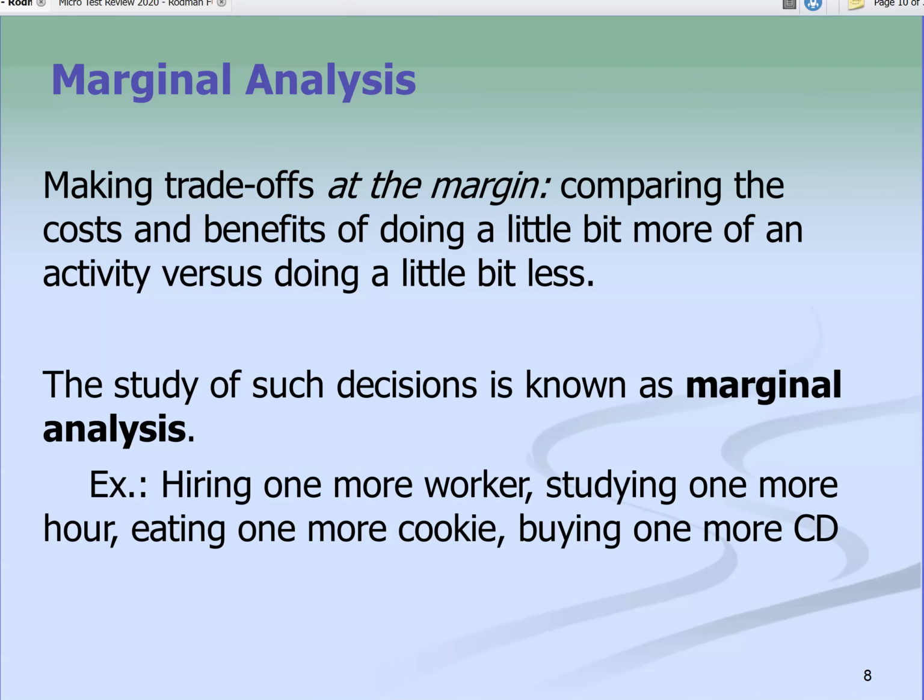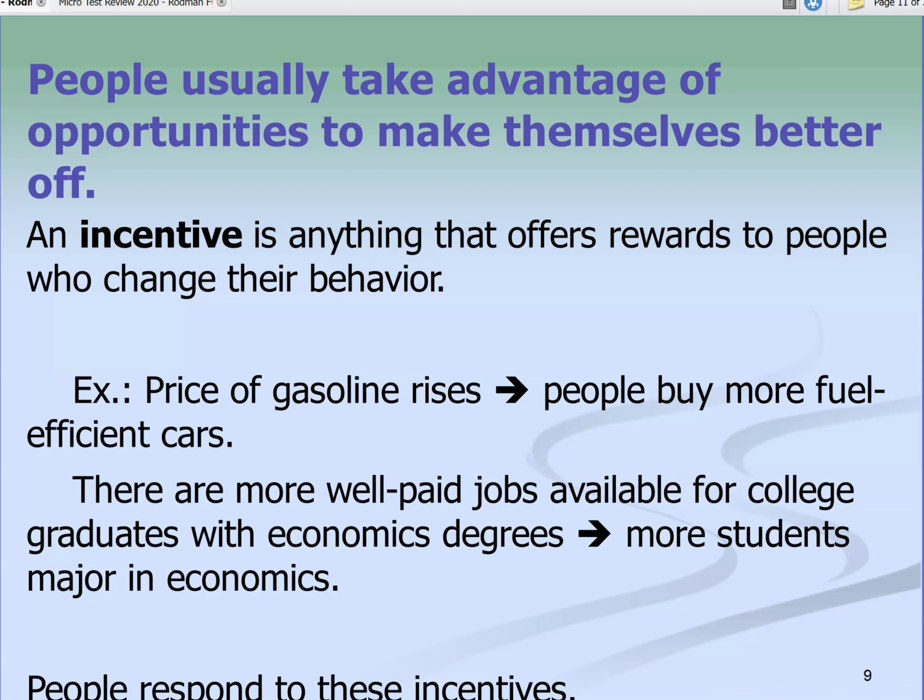Well, how do we decide on those decisions? We look at incentives. People respond to incentives. The idea here is that if there's a sale, we respond to those incentives for a sale, or maybe I've got a coupon for getting half off of an item.